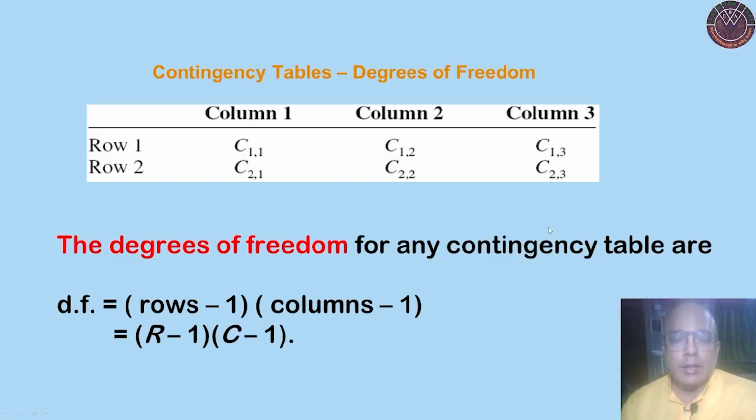So this is the arrangement. You can easily see this is one contingency table. Three columns are there and 2 rows are there. So degrees of freedom here is again 2, because rows minus 1 is 2 minus 1, 1, columns minus 1, 3 minus 1, 2. So it will be 2 in this particular case. So in that way you are calculating degrees of freedom.